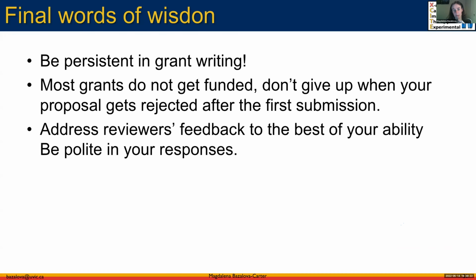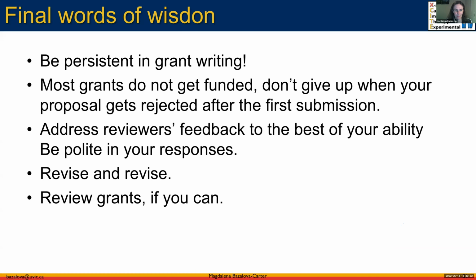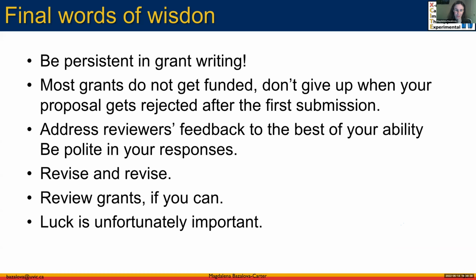Address the reviewers' feedback to the best of your ability and be polite in your responses. Again, similar to papers, revise and make sure that the second submission is the best submission that you can put together. Also review grants if you can. It's a great learning opportunity. But even with all this, do know that luck is unfortunately important in grant review, perhaps even more so than it is with paper review.